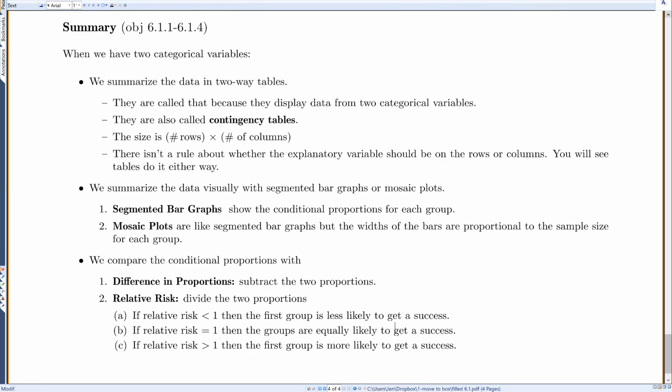In summary, when we have two categorical variables, we summarize the data in what we call two-way tables. They're called that because they display data from two categorical variables. They're also called contingency tables. The size is always read as number of rows by number of columns. Okay, remember, don't count totals.